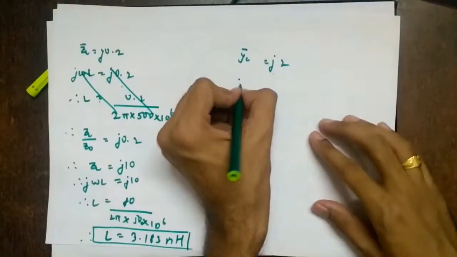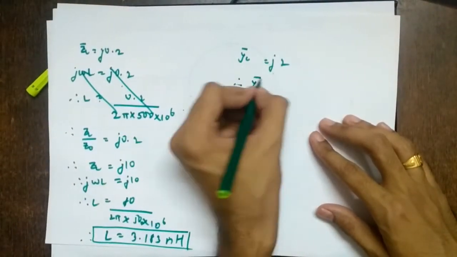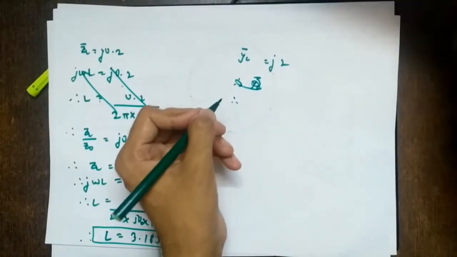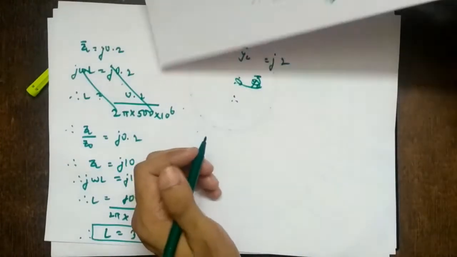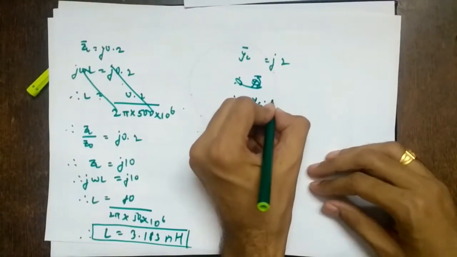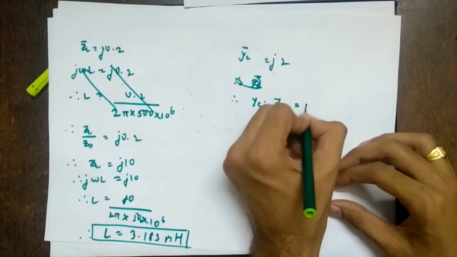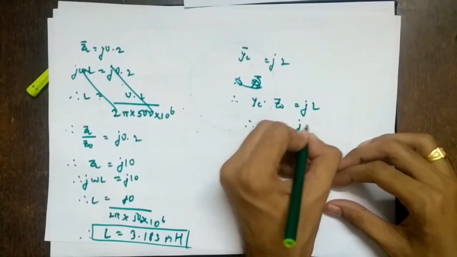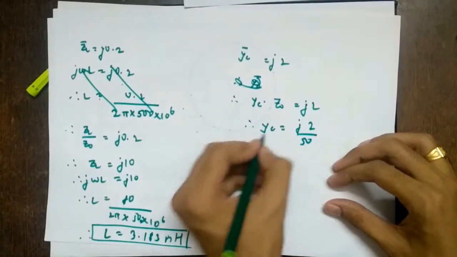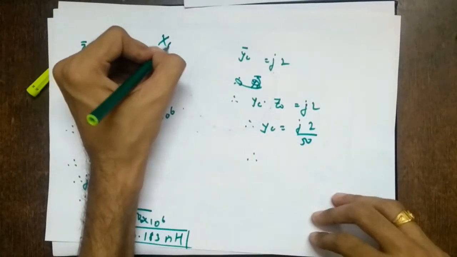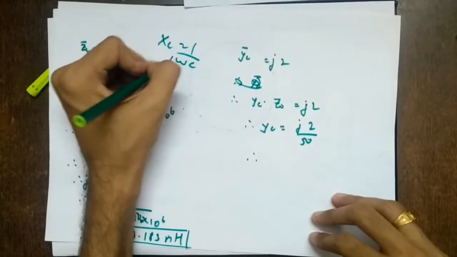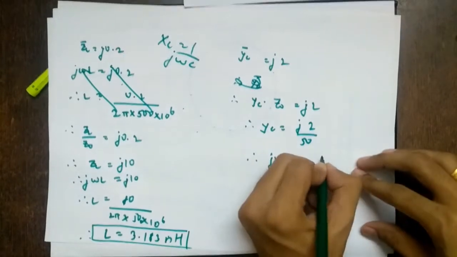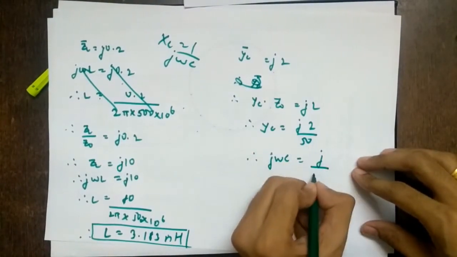Therefore, what will be YC bar? What is YL bar? YL into Z0. So YC bar will be YC into Z0, equal to j2. Therefore YC equals j2 by 50. And what is YC? XC is 1 by omega C, so YC is j omega C. So j omega C equals j2 by 50, which is 25.